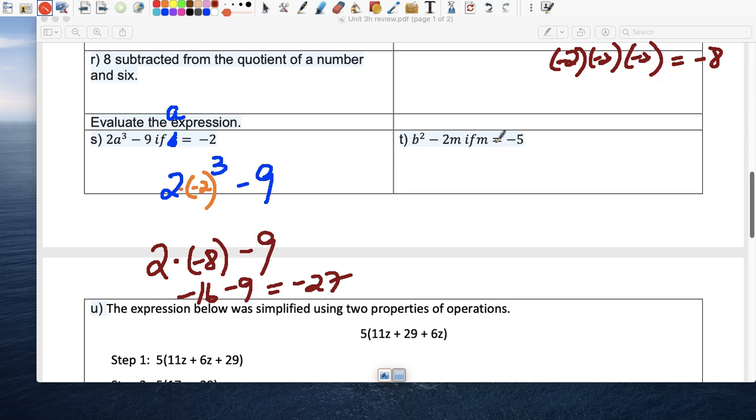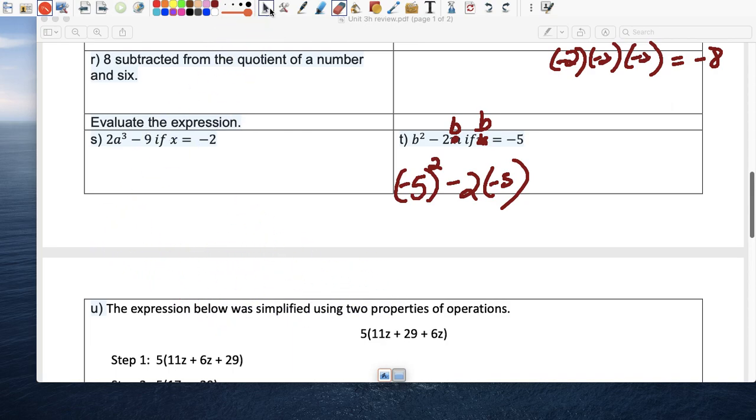b squared minus 2m if m equals negative 5. I don't know. Okay, so there's no value for b, and this is what I meant. Both of these should be b. Hopefully you'll catch this. Both of them should have been b. Apologies. So b squared, negative 5 to the second power, minus 2 times b, which again is negative 5. We get 25, because negative 5 times negative 5 is 25. And 2 times negative 5, it's negative 2 times. This actually becomes positive. Final answer, 35.